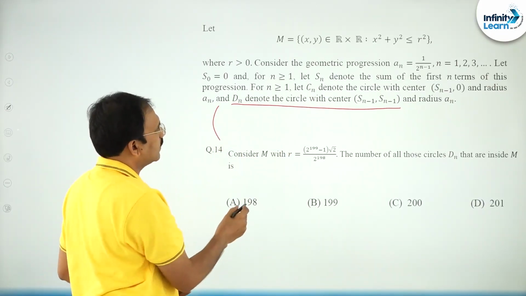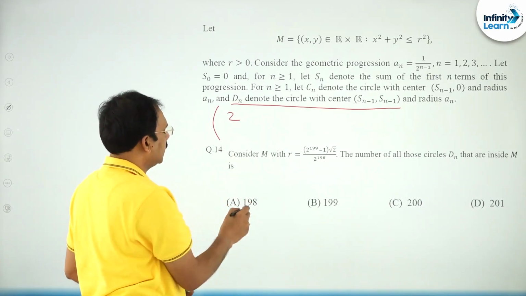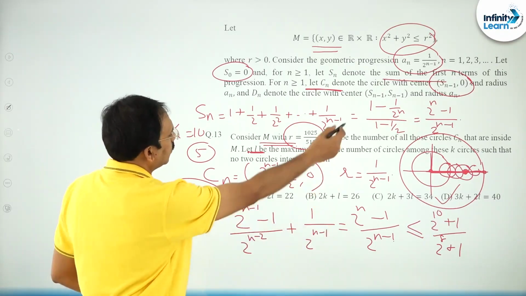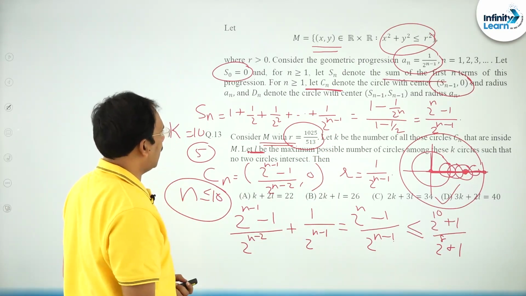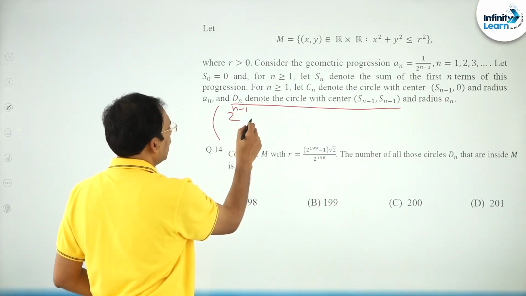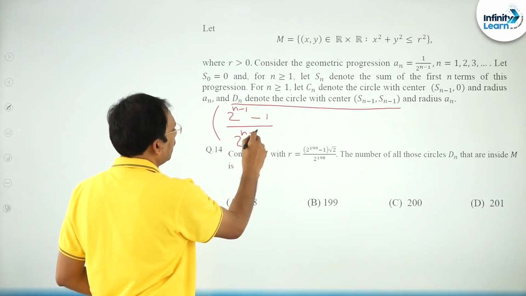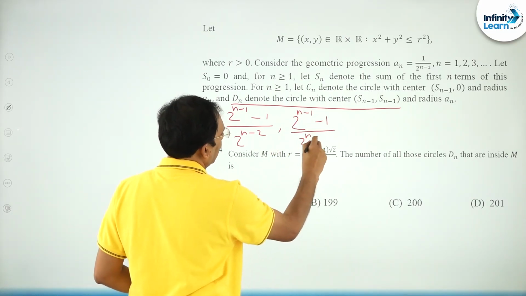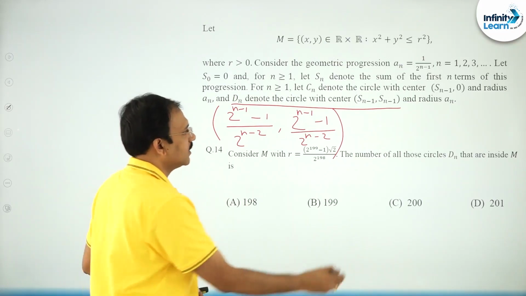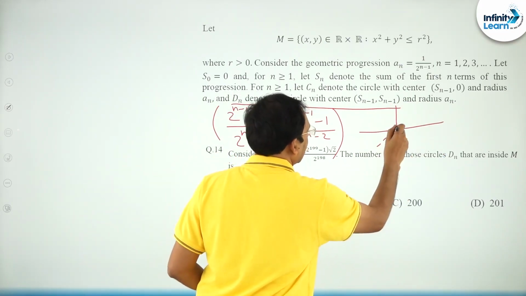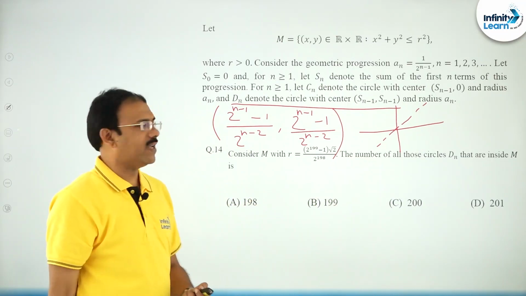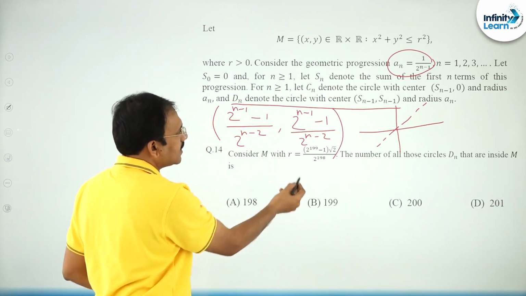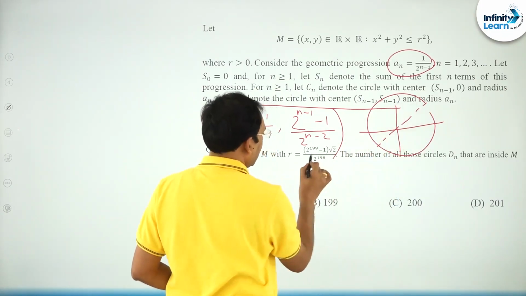Sn minus 1 means, you can see friends, in the previous case we have seen that Sn is 2 power n minus 1 by 2 power n minus 1. So this is 2 power n minus 1 minus 1 by 2 power n minus 2, and here also 2 power n minus 1 minus 1 by 2 power n minus 2. This is the center, friends, which means these are going to lie on the line where x coordinate equals y coordinate, and the radius is the same an. His radius now is this value.